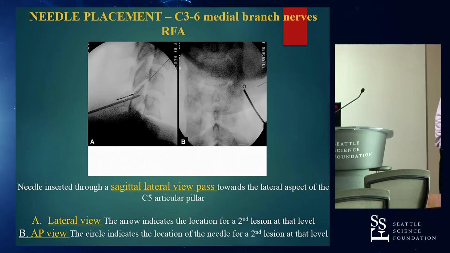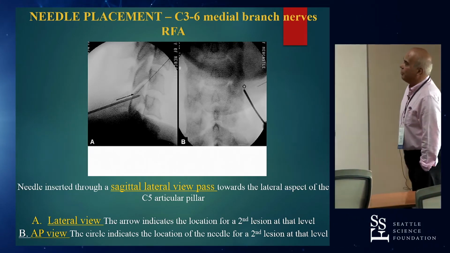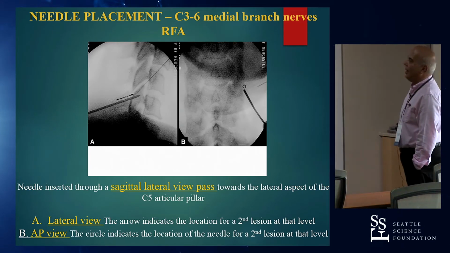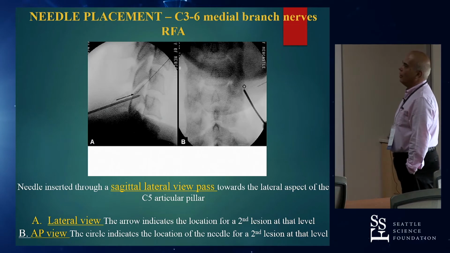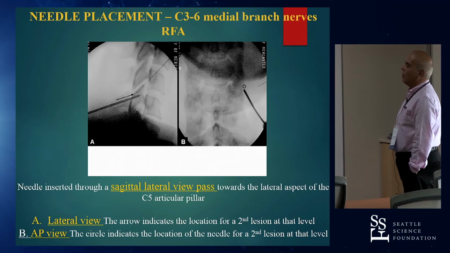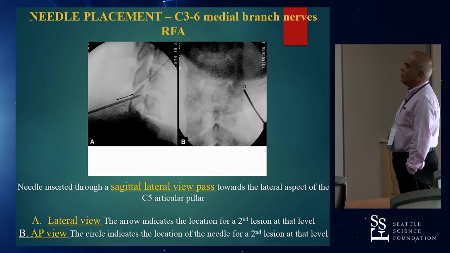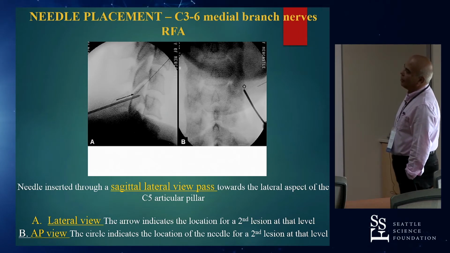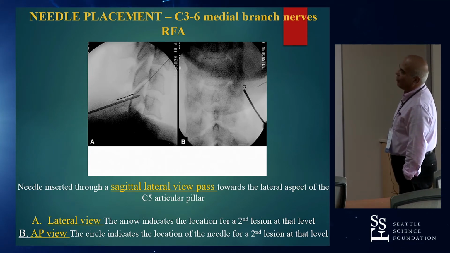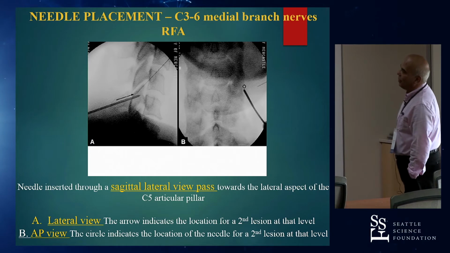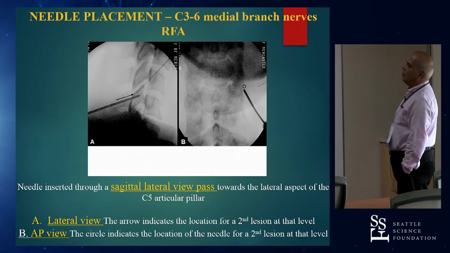This is instead the same procedure performed using a sagittal lateral view pass. You can see that the tip of the needle on image A is located on the dorsal aspect of the foramen, and you have an arrow that indicates where you can place the needle for a second lesion at that particular level.